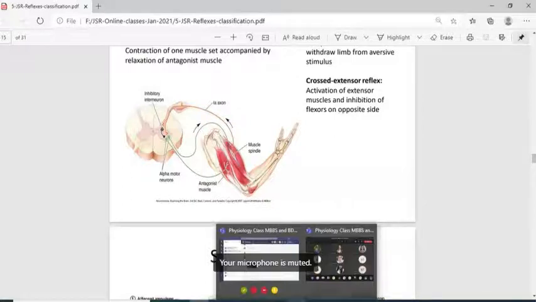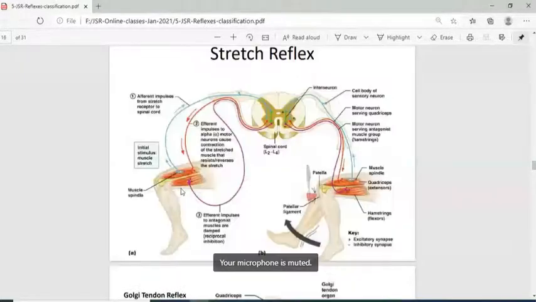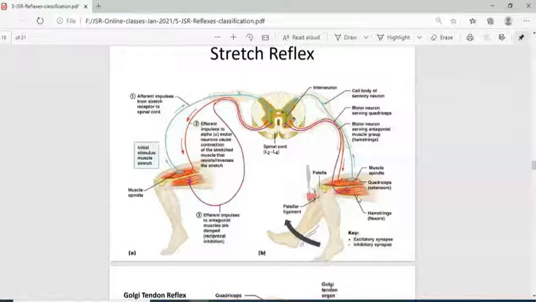You can see here the numbering is done. We are taking the example of the stretch reflex, the knee reflex, knee jerk. We strike on the patellar tendon here. What happens? The impulses go. Okay, then what happens? Contraction of the quadriceps femoris muscles occurs, and there is relaxation of the hamstring muscles. This is reciprocal inhibition.